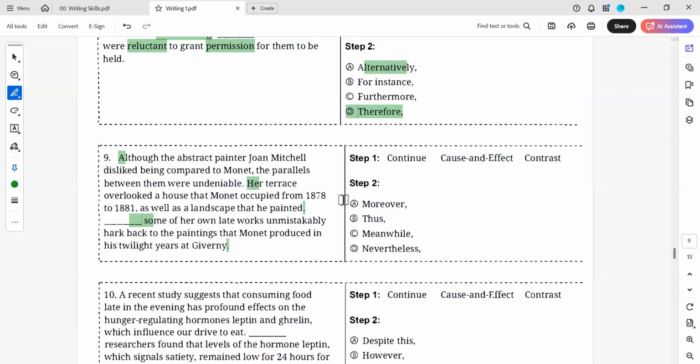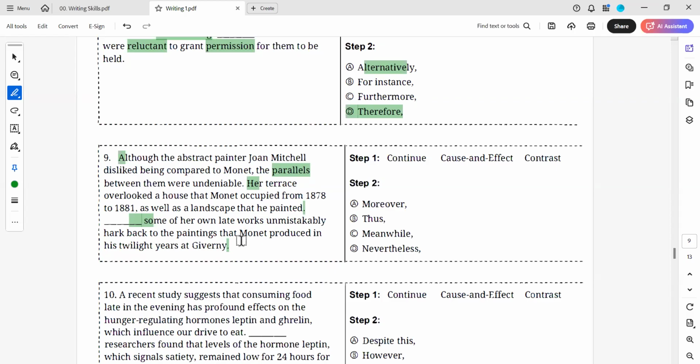Okay, time's up for that one. If we're going to check, what do we have here? Yes, perfect, guys. Actually, most of your opinions are correct. Good job, guys. The first part, or the first idea, is just talking about parallels between Monet and Mitchell. Okay, there were a lot of similarities between them. This is the first idea. Yes, addressing the parallels between them, the similarities between them.